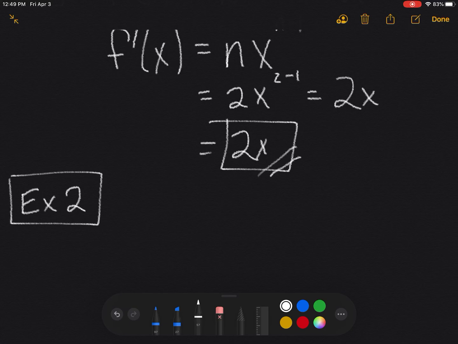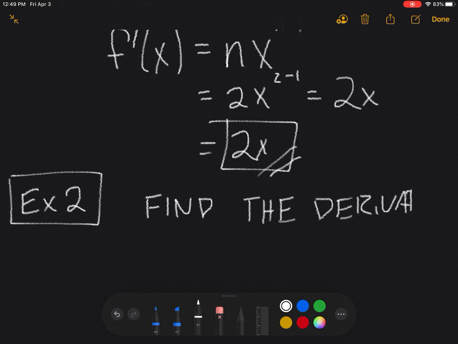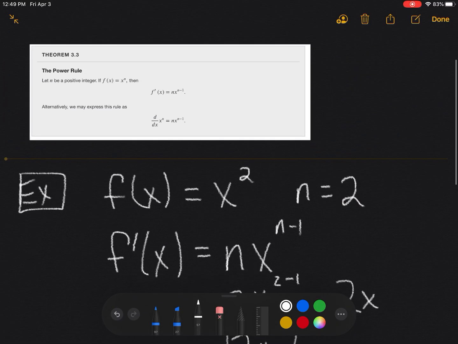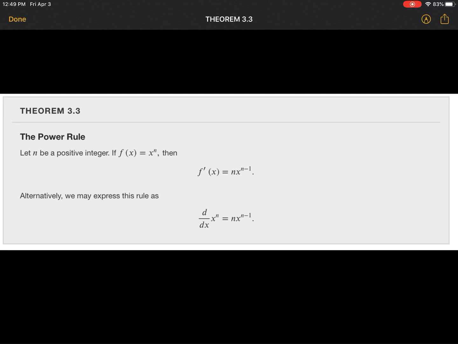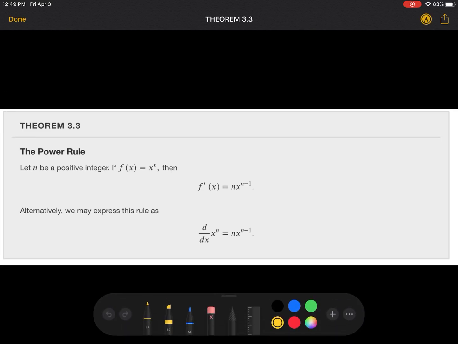Let's say I have the function, and I just tell you this. I say find the derivative of x to the 14th power. I don't say y equals or f equals or anything. I just say find the derivative of this. You can actually use here this second definition, where they say d over dx of x to the n equals nx to the n minus 1.